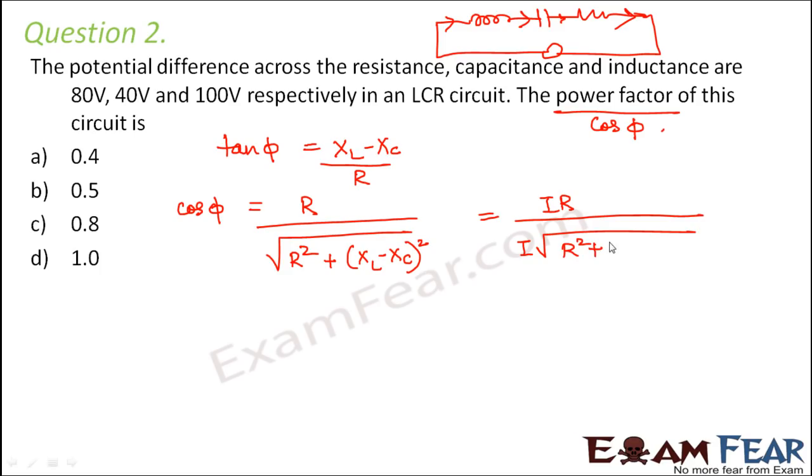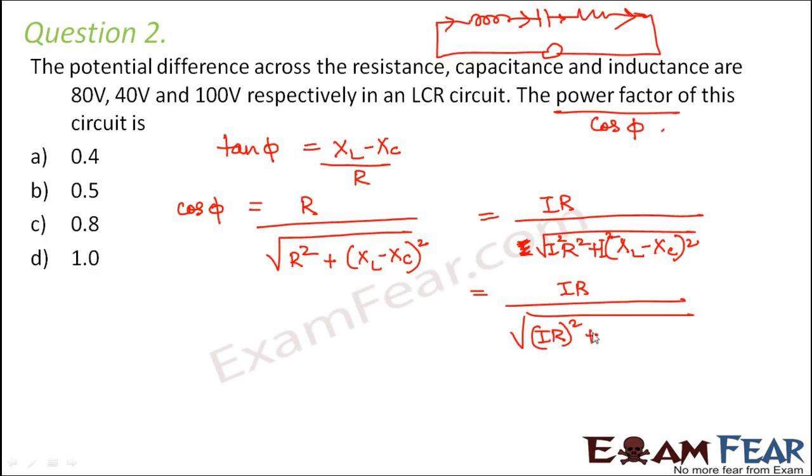Now we will do simple mathematics. If I want to put this I inside, what will happen? It will turn into I square. So this is how it would be like. So now this can be written as IR divided by root over IR whole square plus, now this I, if I want to put it inside, I can write it like this, IXL minus IXC whole square.